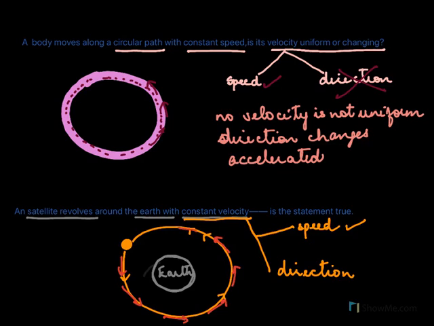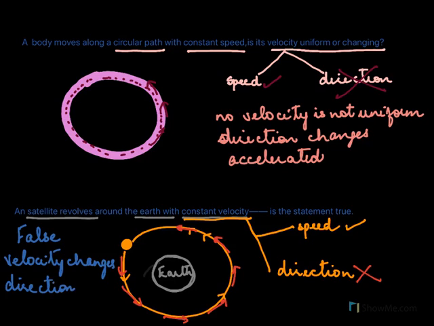At every point it changes the direction. So the direction is not constant. So can we say it is a constant velocity? No, this statement is false. It's a false statement because the velocity is changing as direction is changing. Velocity changes as direction changes.